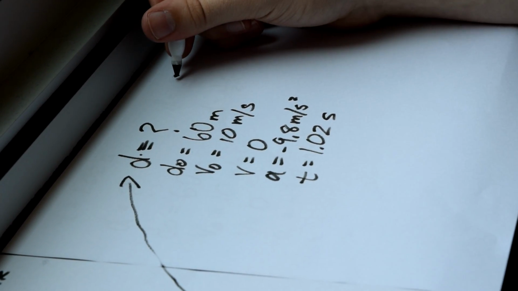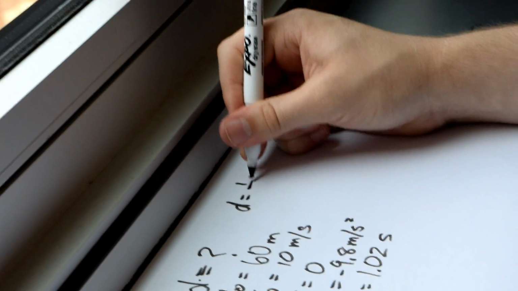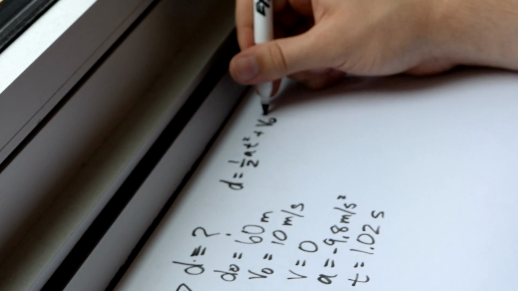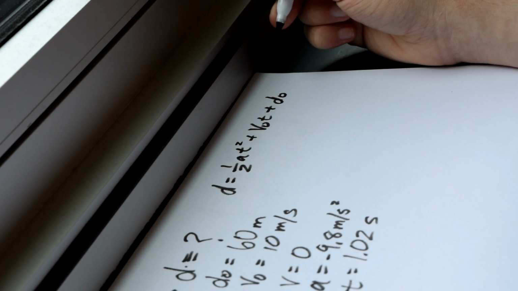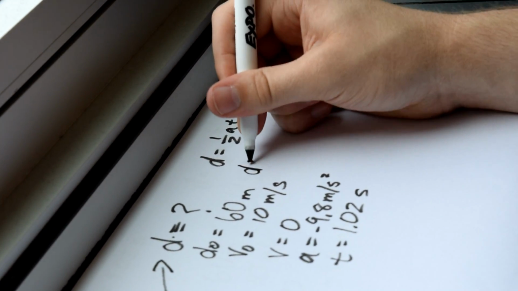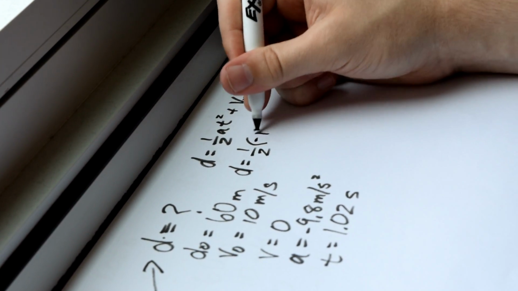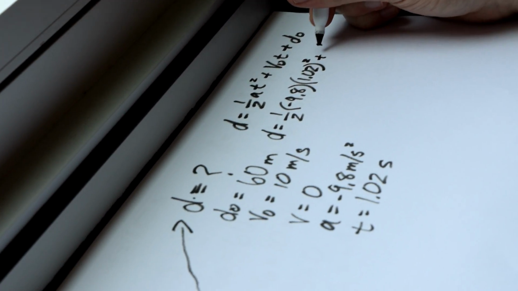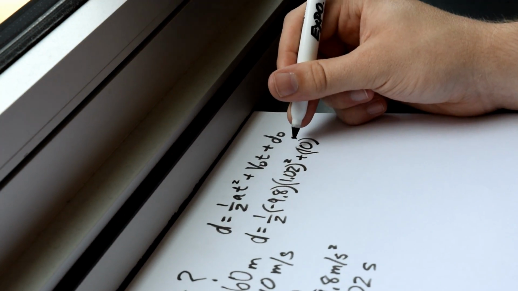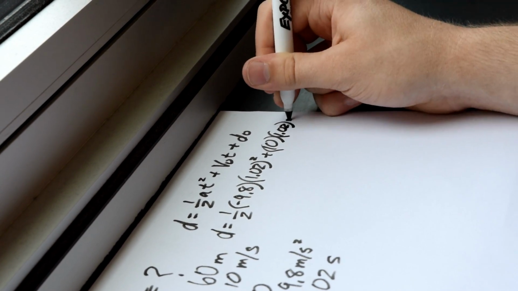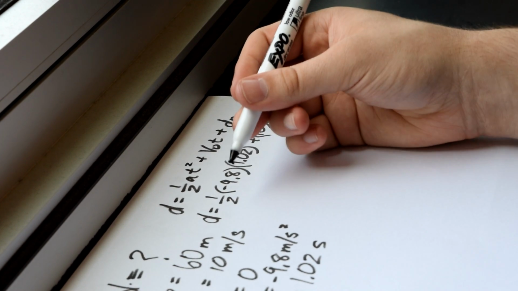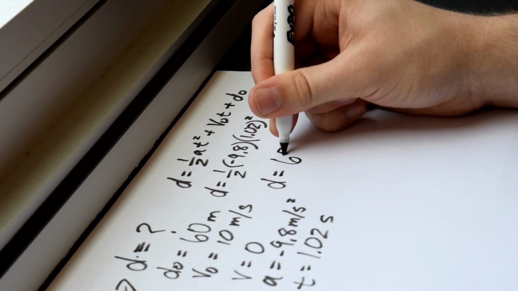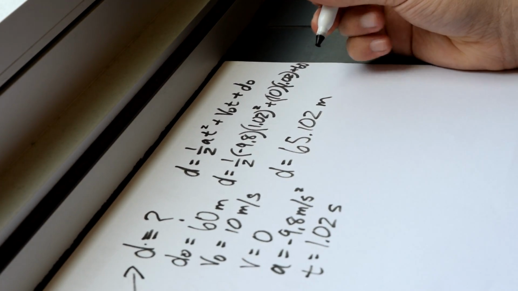In this, we will be using the quadratic equation, which goes like this. The distance equals half times the acceleration times t squared plus the initial velocity times time plus the initial distance. So now from here we just plug in our values. Half times negative 9.8 times 1.02 squared plus the initial velocity of 10 meters per second times the time again and the 60 meters. And from there we just simply put this all in a calculator and we should get 65.102 meters. I hope that helped.